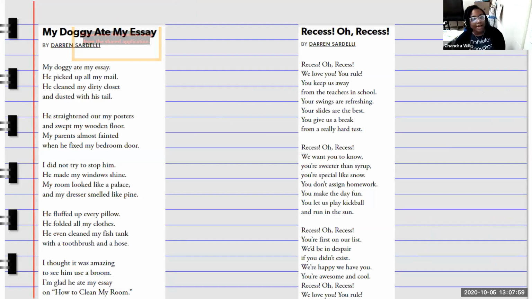My doggy ate my essay. So whenever you start a poem, you always look at the title first because that'll tell you something about the poem, right? So what do you think this poem is about? What do you think this poem is about?